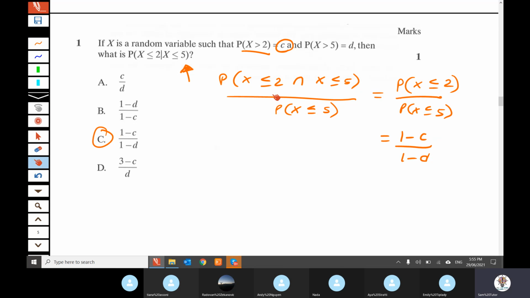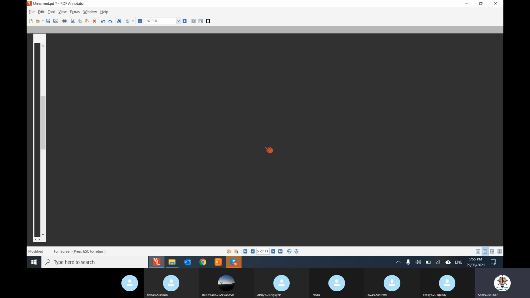Do you get the logic of the first part? X is less than or equal to 2 and X is less than or equal to 5 means X is less than or equal to 2 only. That's the only place where both of them hold true. All right, good. Everybody else is okay with my reasoning for 1 minus C over 1 minus D as well?